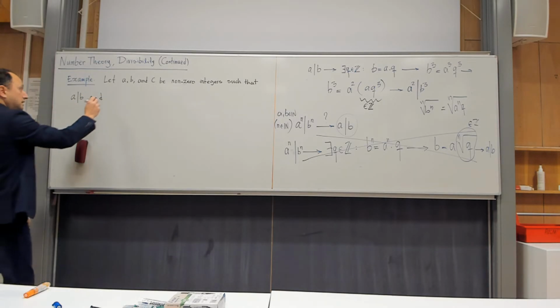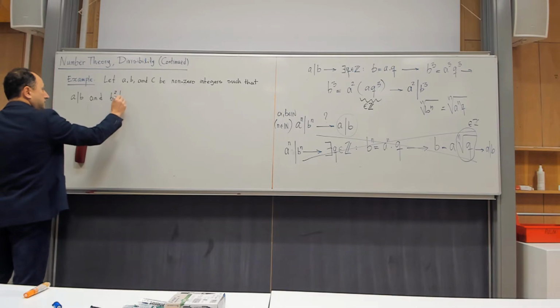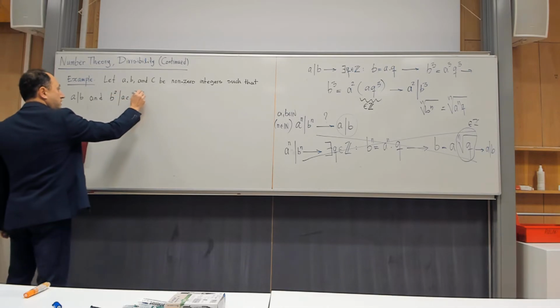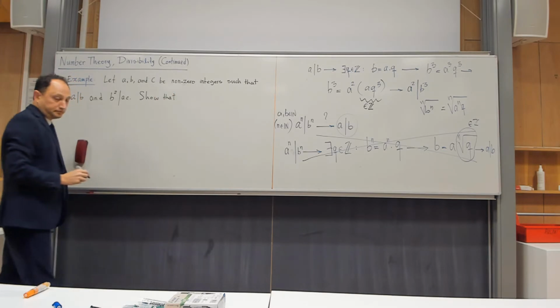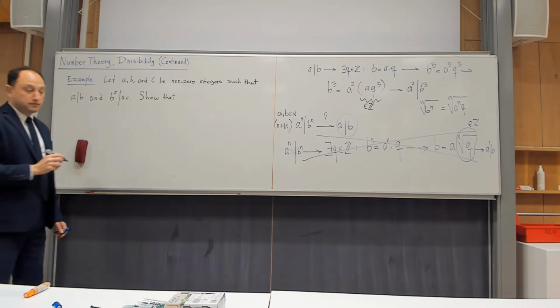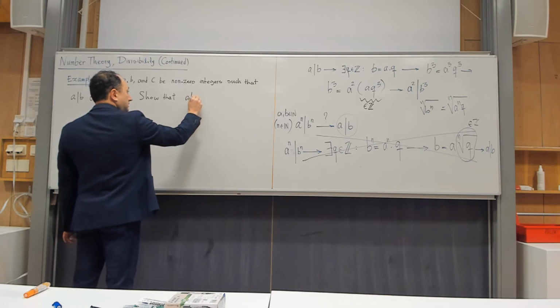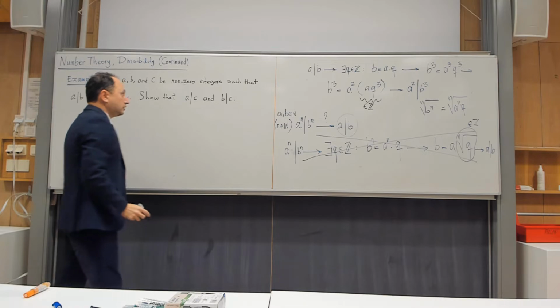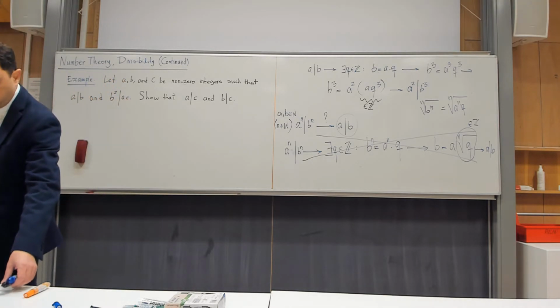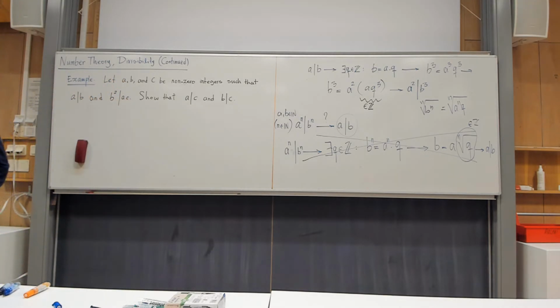B squared divides AC. Show that A divides C and B divides C. Okay, so I will pause the recording, so I wait for you a little bit.